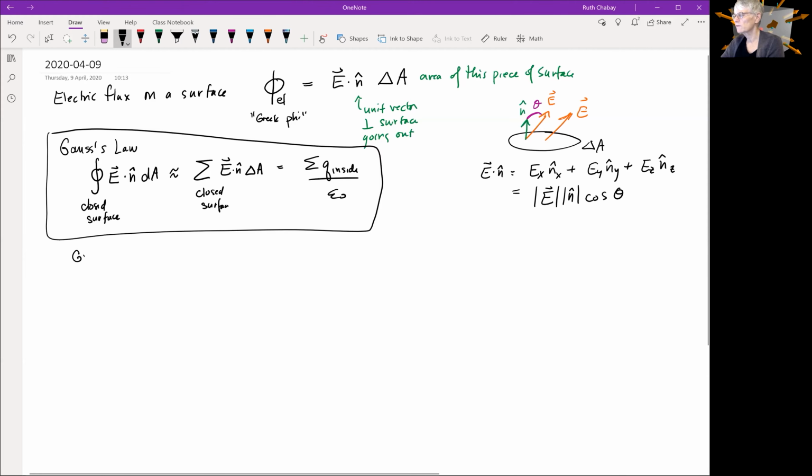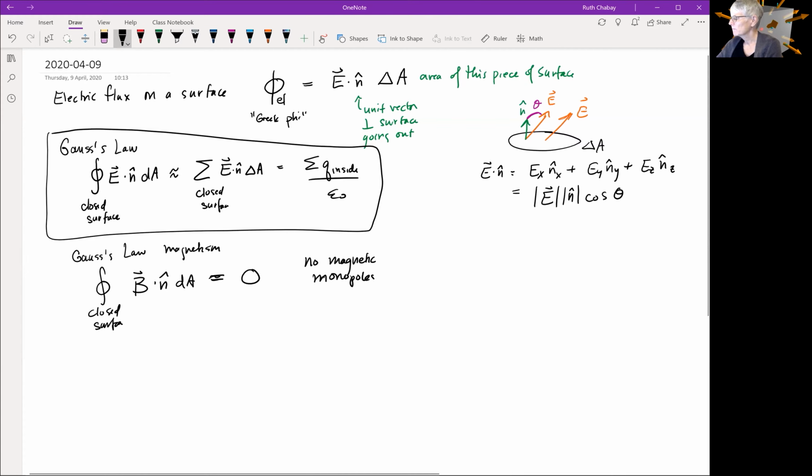We also looked briefly at Gauss's law for magnetism, which said that the integral over a closed surface of the magnetic flux, which is just B dot n hat dA, was equal to 0, which meant that there were no magnetic charges or magnetic monopoles. We couldn't have a North Pole without a South Pole. We've just never found one.